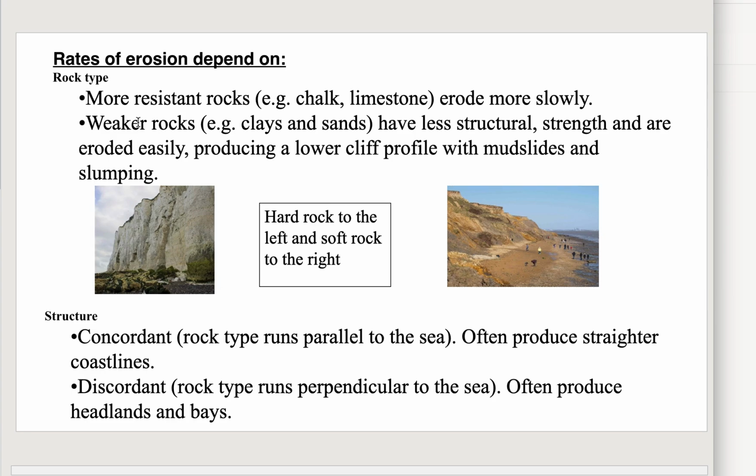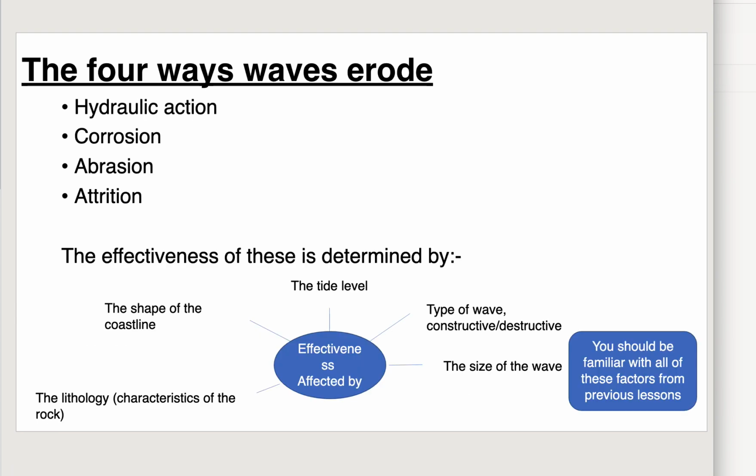Remember also, it's not just the rock type, it's also the lithology, i.e. the structure of the rocks. So if you have concordant rocks, as we know from Lulworth Cove, we get straighter coastlines, generally speaking. Obviously, Lulworth Cove has softer bands of rock behind, so we have that classic sort of hole shape in the cliff. But discordant coastlines generally, where we have the rocks running perpendicular to the sea, we have headlands and bays, generally speaking.